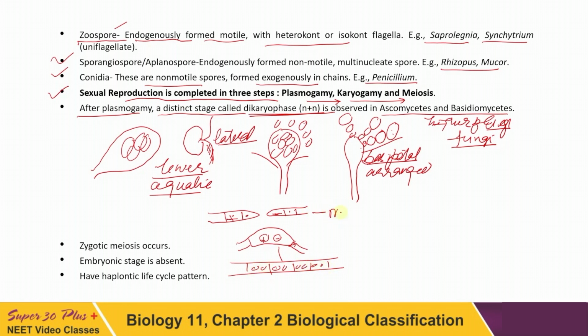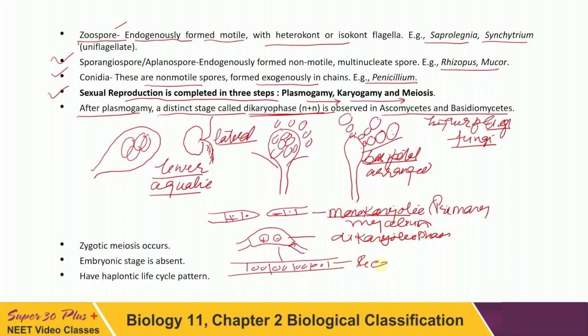The earlier stage is known as monokaryotic hyphae, or primary mycelium. We are discussing an important point, and this stage is called the dikaryotic phase. This is known as dikaryotic mycelium, also called secondary mycelium. So secondary mycelium has two nuclei of opposite strain in a cell. We can denote this dikaryotic phase as n plus n.